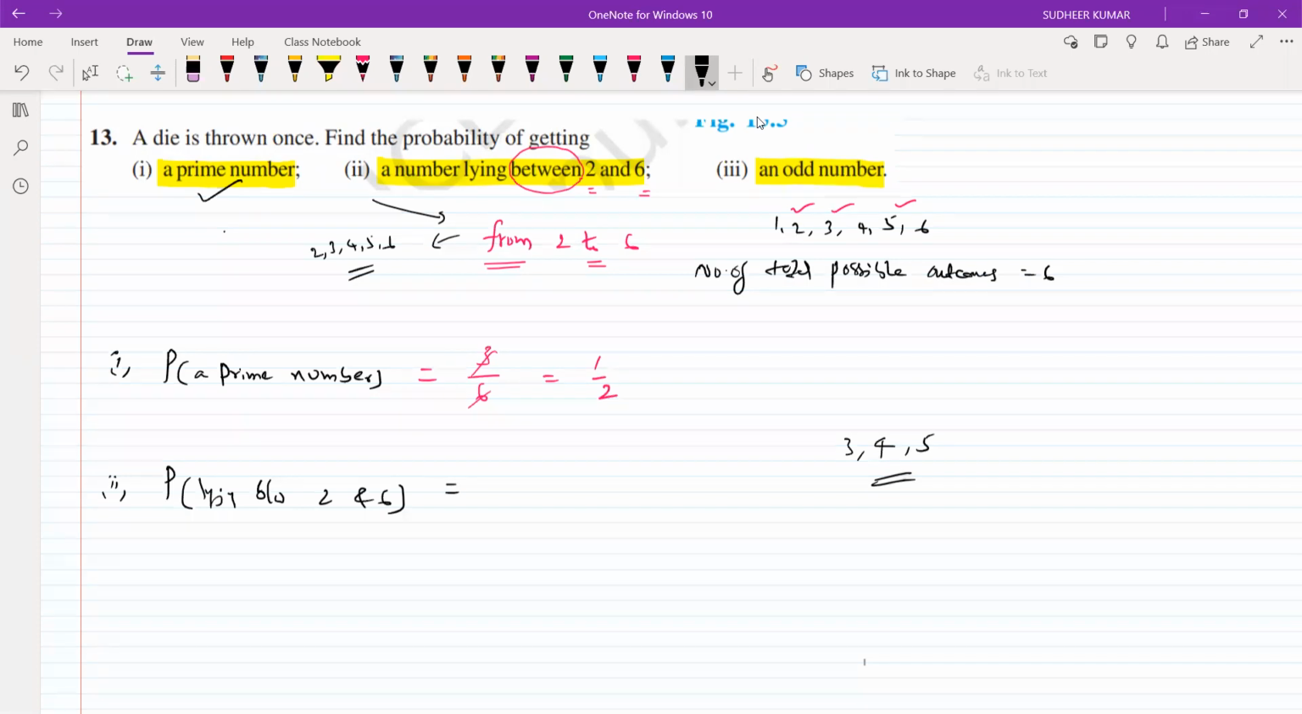Here, what do we have to do now? Do we include or exclude? We have to exclude 2 and 6 here. So 3, 4, 5 only are possible. So the total possibilities are 3 by 6, which is 1 by 2.